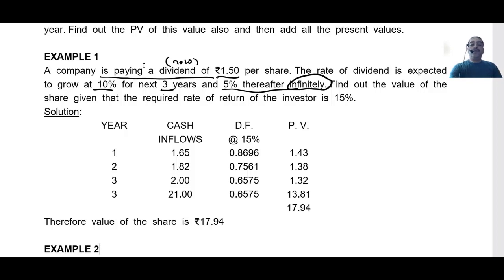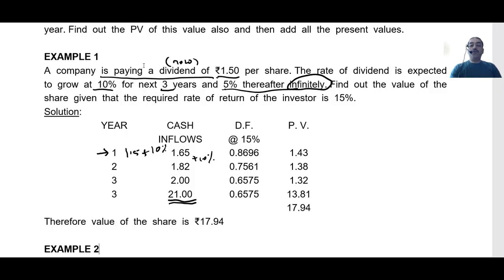So what I do is, year one means end of the first year. It will be 1.5 plus 10%, that is 1.65. Then 1.65 plus 10% will give me 1.82. 1.82 plus 10% will be 2. Now this stops over here. And then since the dividend growth is going to fall to 5%, I'm going to sell the shares.